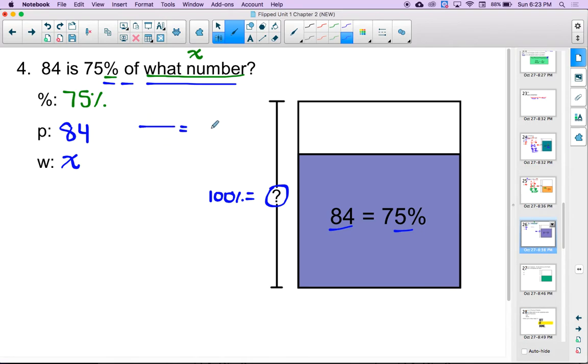Okay? So get your proportions set up. Part over whole equals percent over 100. Do your substitution and solve to figure out what our missing number is. What's the whole? You can pause and do that now, or you can keep going with the notes and come back and finish it later.